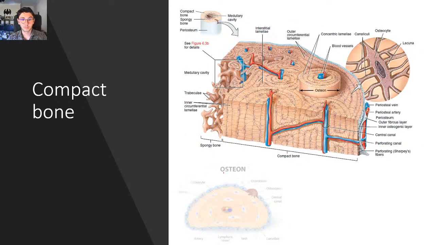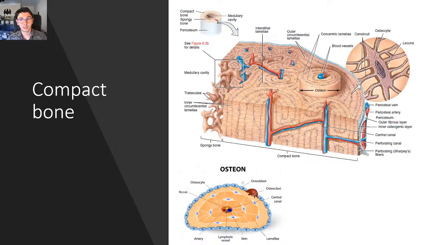So if we look at compact bone a little bit more in detail, we'll see that it resides in these sort of circular cylinders. And these cylinders have these blood vessels called the central canals, and they communicate together.